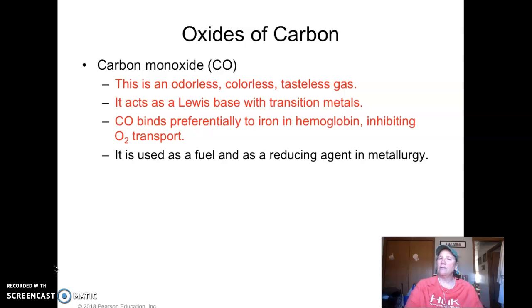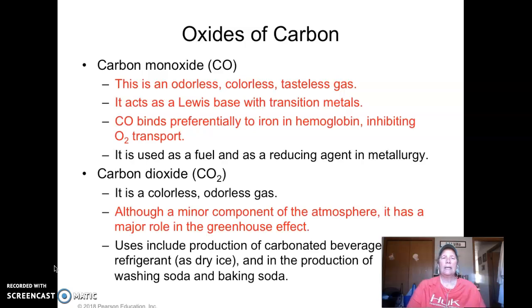Okay, it's also used as a fuel, and they use it as a reducing agent when they're trying to get pure metals. Carbon dioxide, just add another oxygen to it. It's a colorless, odorless gas.